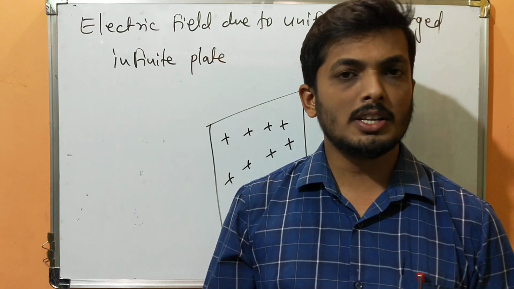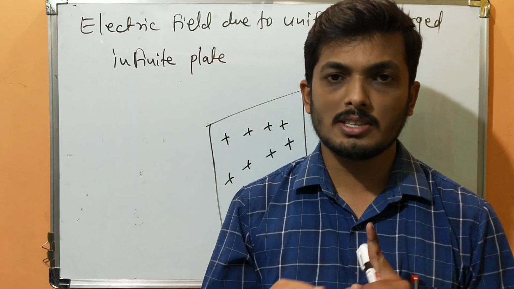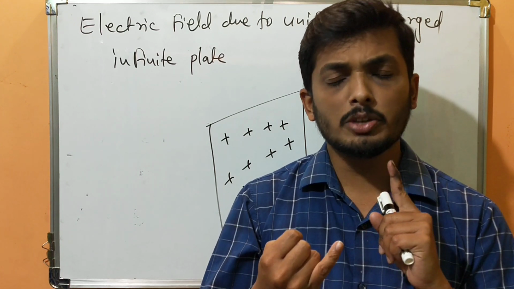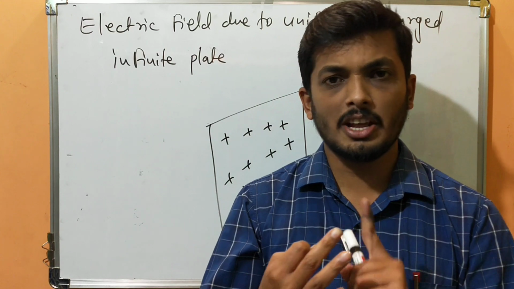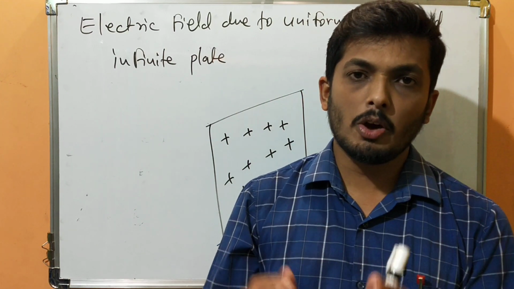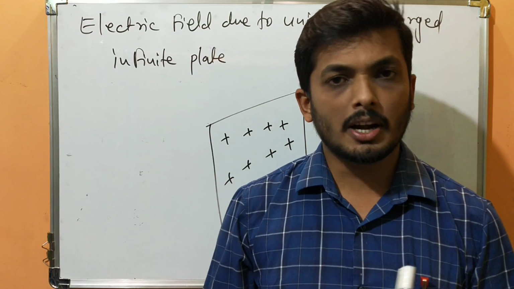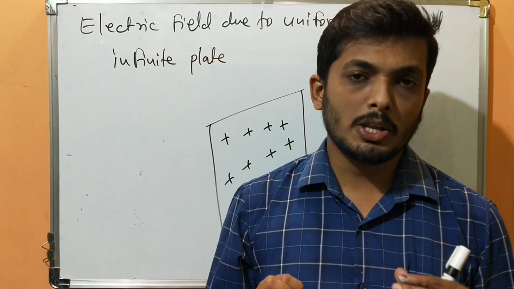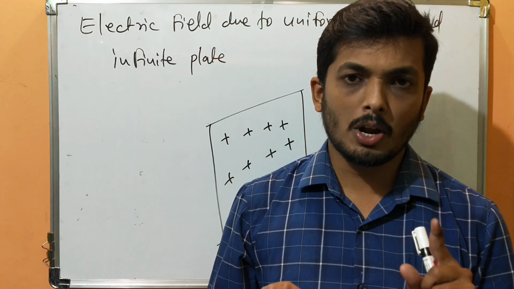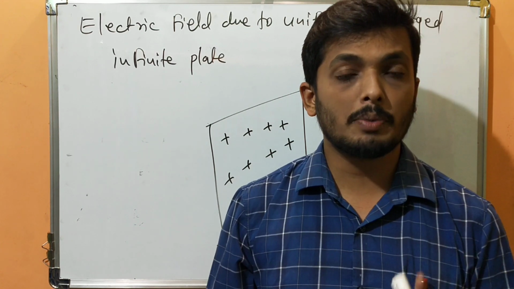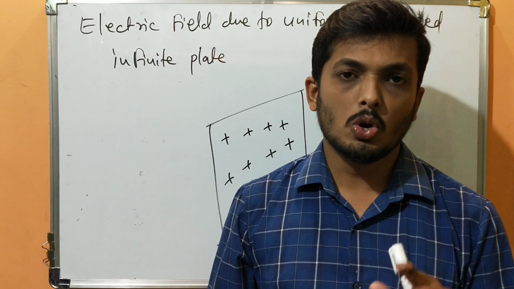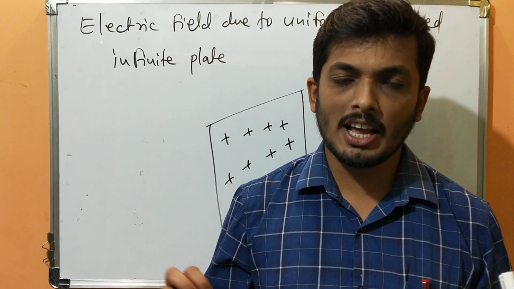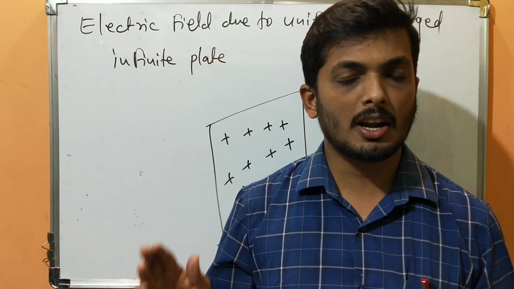Then we classified substances into conductors, insulators and semiconductors. Then we studied the charge distribution, wherein we studied linear charge density, surface charge density and volume charge density. Then straight away we studied the electric field concept. Electric field is the space around the charge, or the force experienced per unit charge, which is given by 1 upon 4 pi epsilon naught Q by R square. It is measured in Newton per Coulomb.